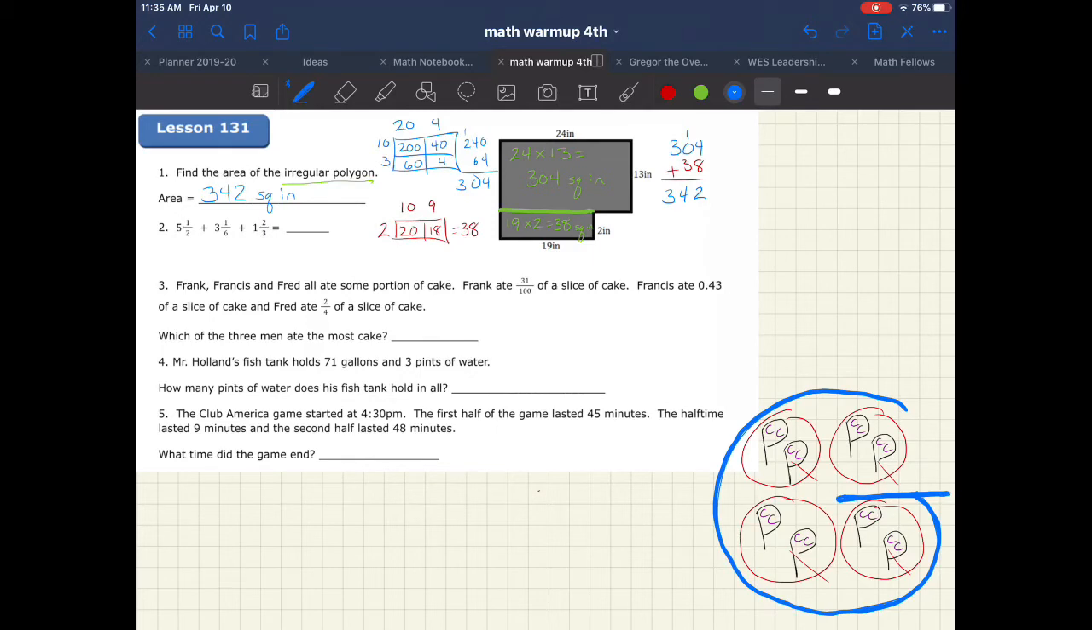Okay, number 2, we've got 5 1/2 plus 3 1/6 plus 1 2/3. The problem with this is that we don't have denominators that are the same. They aren't common denominators. So we're going to have to do some equivalent fractions to make them be common denominators. So way over here on the side, I'm going to add these up. I've got 5 1/2, 3 1/6, 1 2/3.